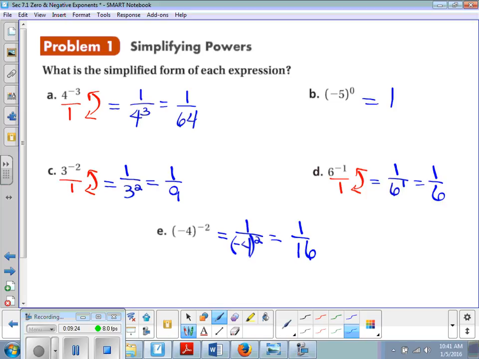What if I had this negative on the outside? It would be negative 1/16, right? Because the negative would have gotten applied later, right? So those parentheses are very important. So make sure you put those in.